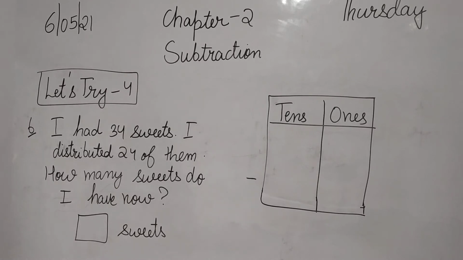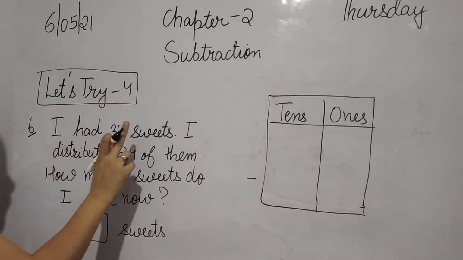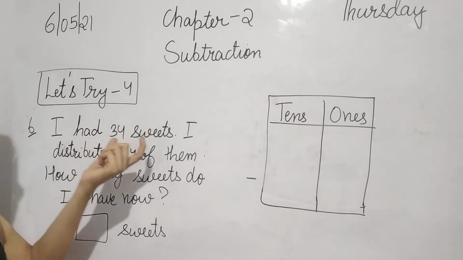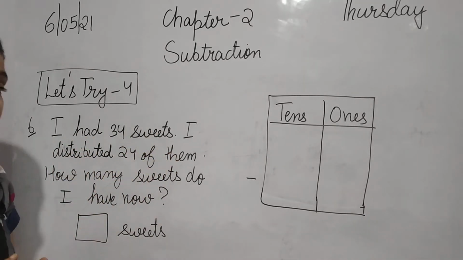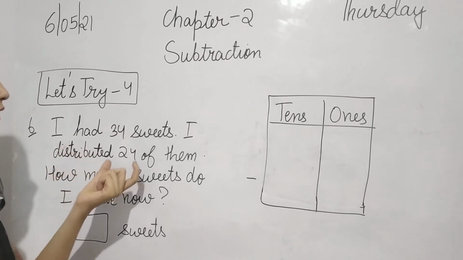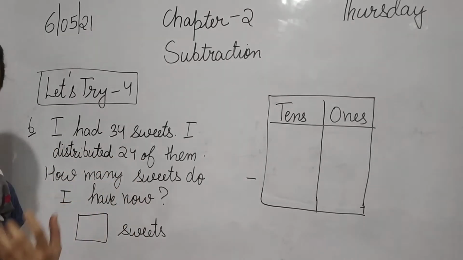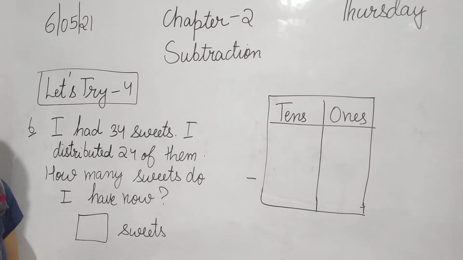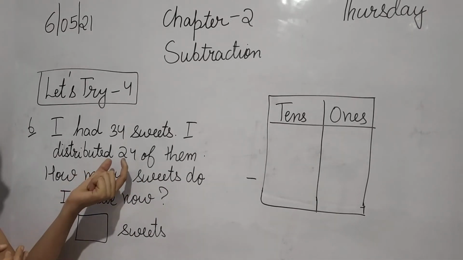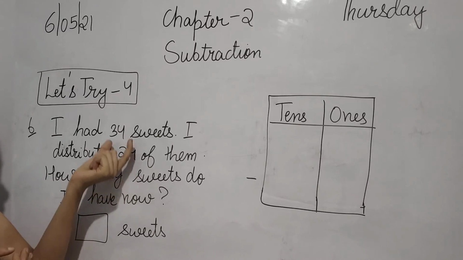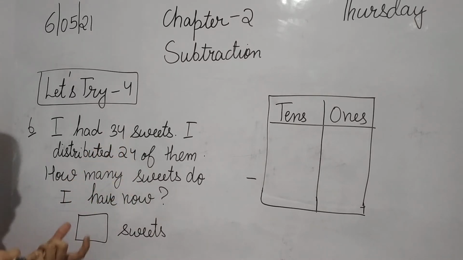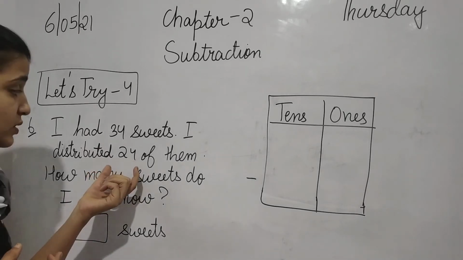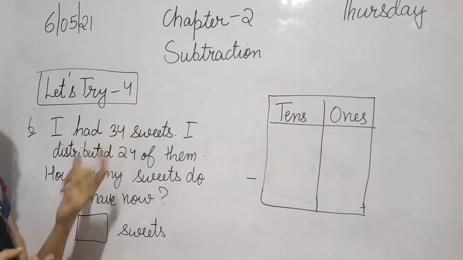Now come to the next question. I had 34 sweets. I think you all know what are sweets, मिठाई. I had 34 sweets. मेरे पास 34 sweets थे. I distributed 24 of them. उनमें से 24 मैंने distribute कर दिए. How many sweets do I have now? So after distributing the 24 sweets out of 34, how many sweets I have now? मेरे पास अब कितने हैं? 24 subtract करने के बाद 34 में से कितने sweets बचे?